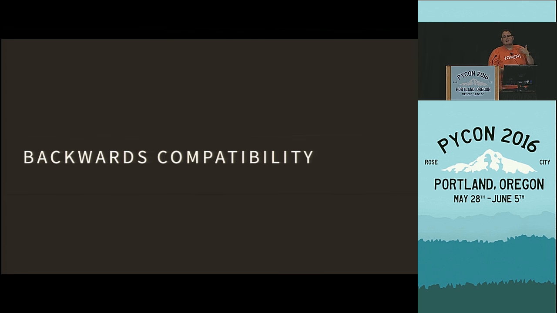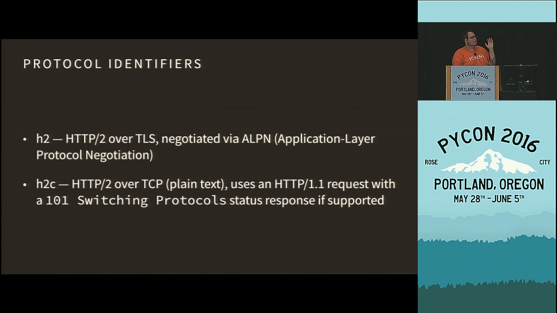We turn it on. If our clients are HTTP 2, they work. If they're not, then they continue using HTTP 1. Some really interesting things that we can do with our applications around this idea. There are 2 protocol identifiers, H2, which is HTTP 2 over TLS, and then H2C, which is HTTP 2 over TCP in plain text, which, as I said, uses that HTTP 1 request.